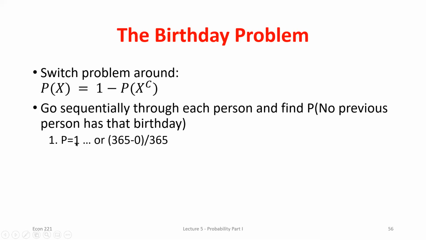Well, I haven't looked at anybody's birth date yet, so for the first person, there are 365 days they could have a birthday on that would be unique, so 365 out of 365. So a probability of 1. Okay, not very interesting. But I go to the second person.